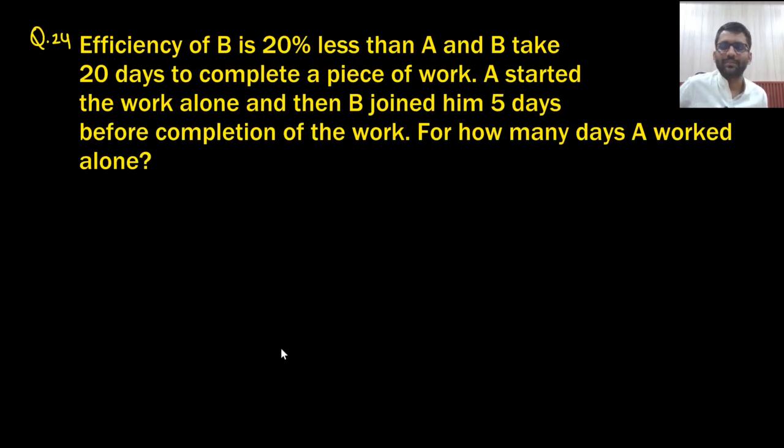Let's move to the next one. Efficiency of B is 20% less than A. So basically efficiency of B is 80% of the efficiency of A. 20% less means 80% of the efficiency of A.